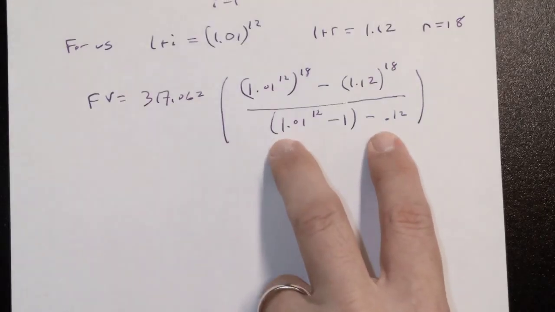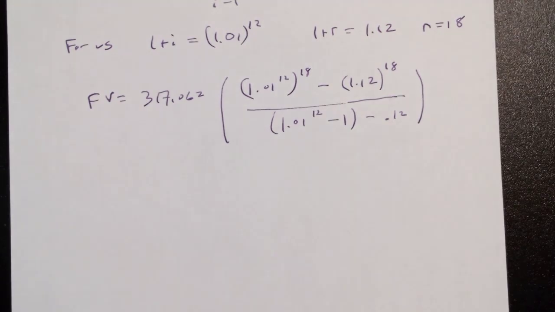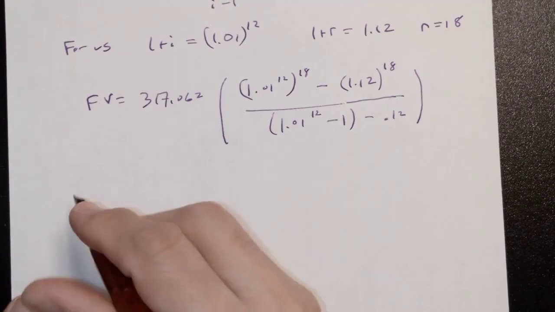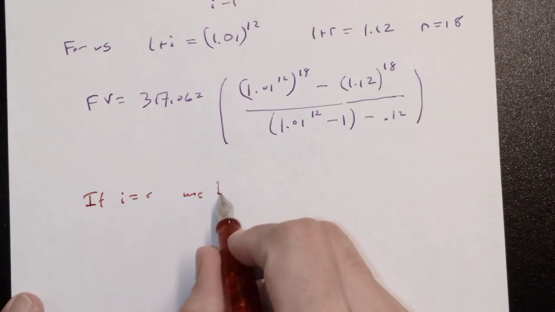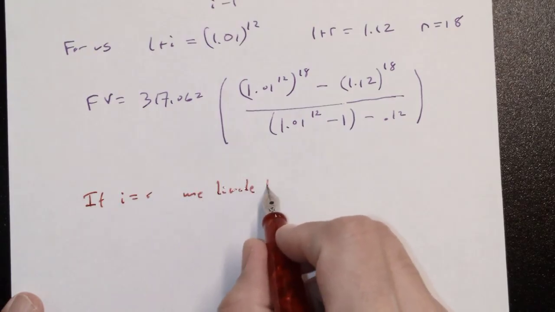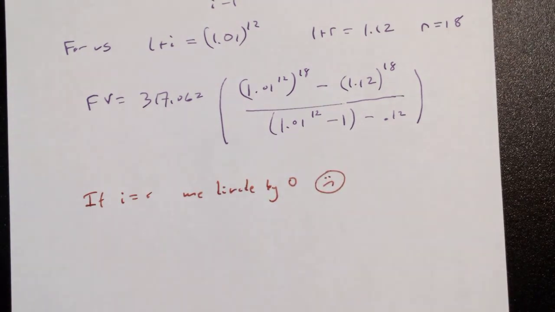That difference, even though the nominal rates were the same, is important. If I is actually equal to R, we divide by 0. That doesn't work anymore. But let me go back and look at the sum for a moment.